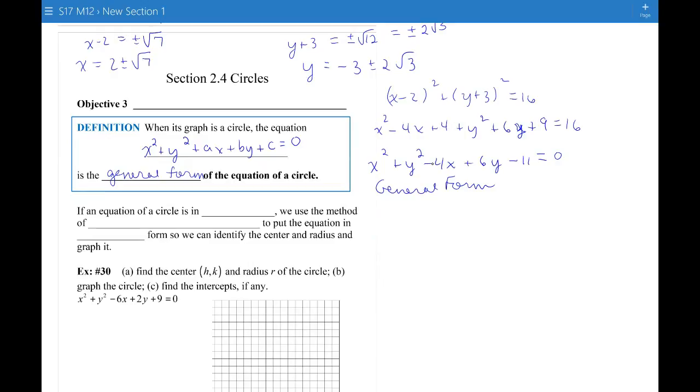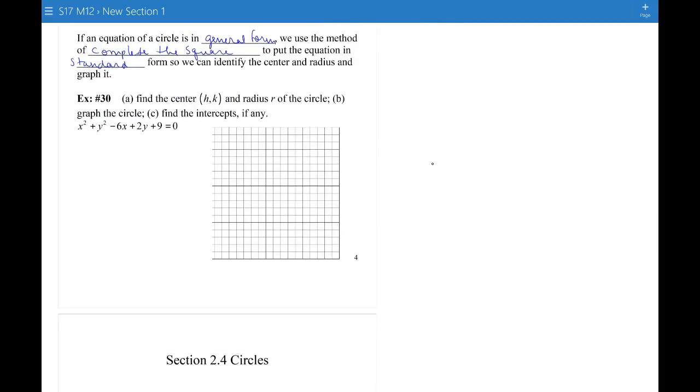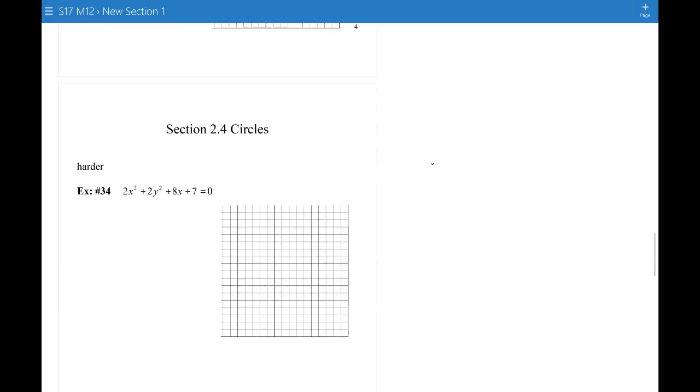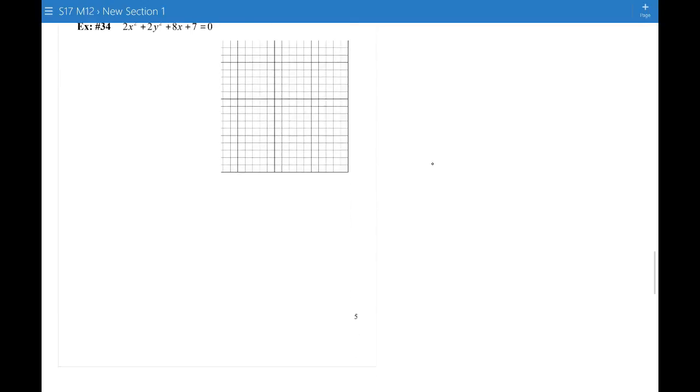So if the equation of the circle is in general form, we are going to have to use the method of completing the square to put the equation back in standard form so we can identify the center and the radius and graph it. So in this example, we need to find the center and the radius and graph the circle, and let's do that one together in class. And then also this harder example.